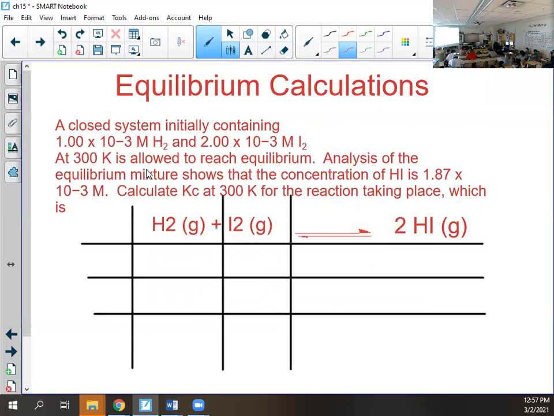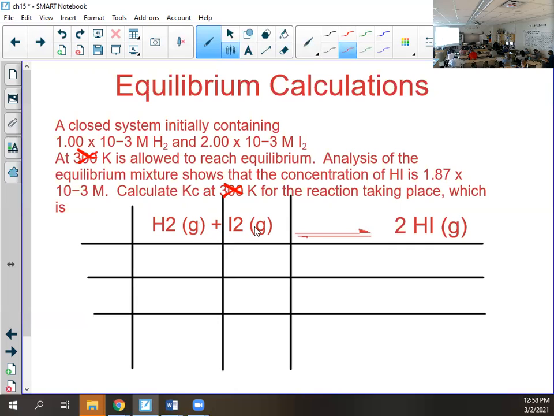So a closed system, and it will always usually say a closed system if it's on an actual real thing. A closed system initially containing 1.0 times 10 to the negative third of H2 and 2 of I2 at 300 K is allowed to reach equilibrium. Analysis shows the concentration of HI is 1.87 times 10 to the negative third. Calculate Kc. First off, the temperature is there because it makes this a true statement, but the temperature is not involved in this reaction unless they ask you to convert Kc and Kp.